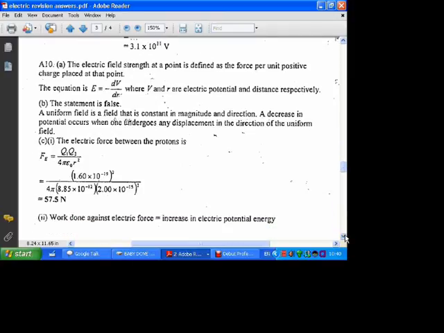Now, to do work in moving the two protons together until this distance, you have to do it right from the start when the two protons are infinitely far away from each other. You have to do external work to bring them together, because the two protons will try to repel each other. So you have to overcome the repulsion and bring them to this distance. The work done against electric forces, which is provided by you, will cause the increase in EPE of the two protons.